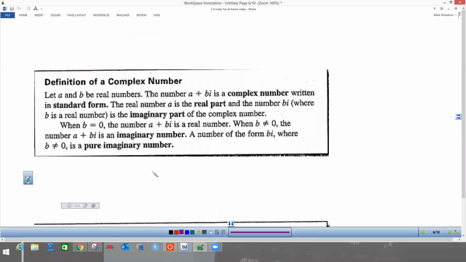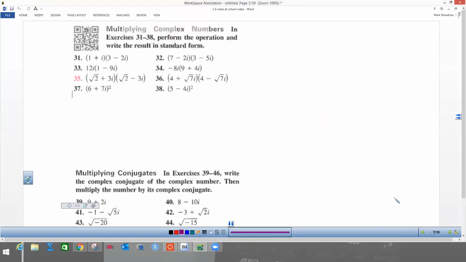So the definition of a complex number, which if you already saw the other video, is a plus bi. This part is called the real part, and this part is called the imaginary part because of the i with it.